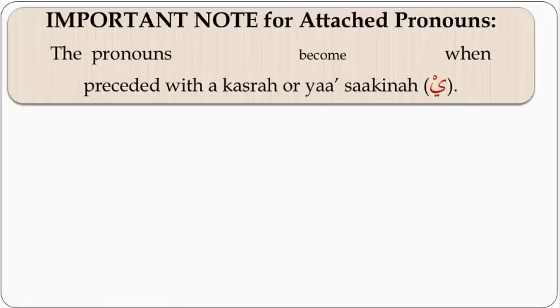In this slide, we are going to be dealing with an important note for attached pronouns. So, the pronouns hu, hum, and hunna become hi, him, and hinna. Notice the dhamma changed into a kasra when any one of them is preceded with a kasra or ya as-sakina, ya with a sukun, as is demonstrated in the brackets, inshallah. So hu, hum, and hunna, if preceded by a kasra, become hi, him, or hinna. Or if preceded by ya with sukun, it becomes hi, him, or hinna. Let us get some examples, inshallah.